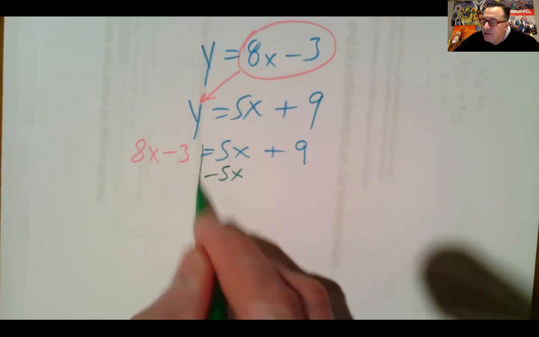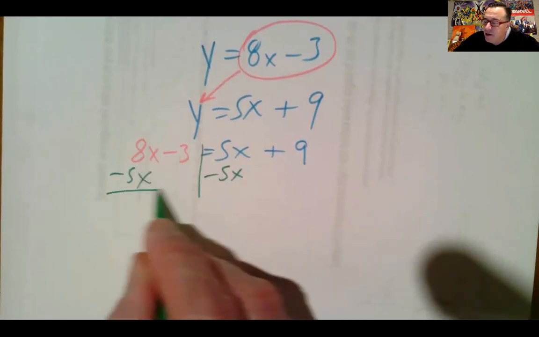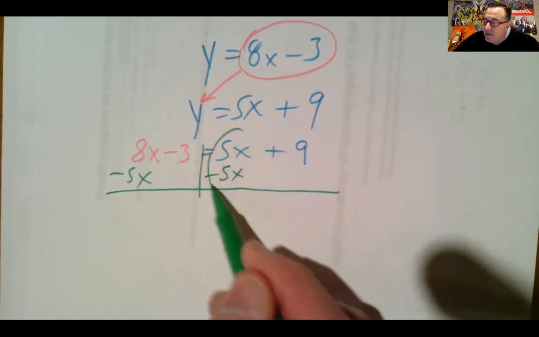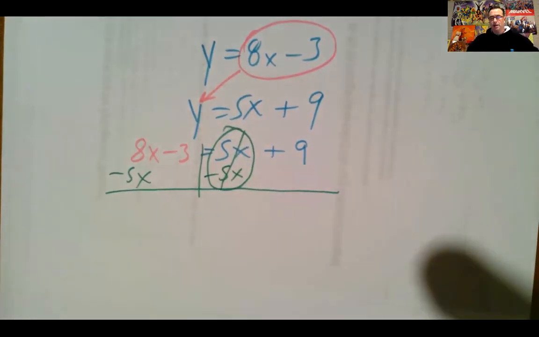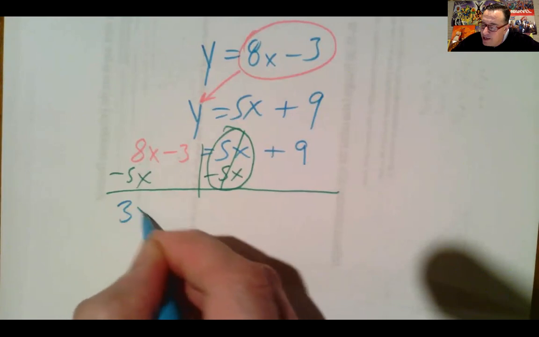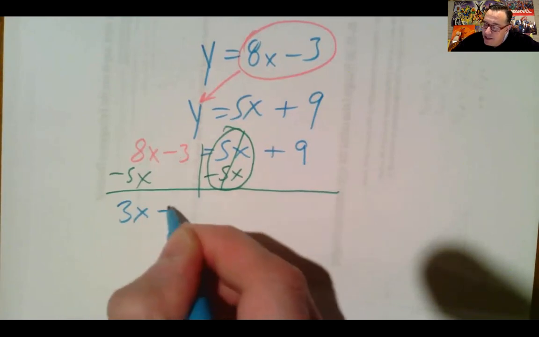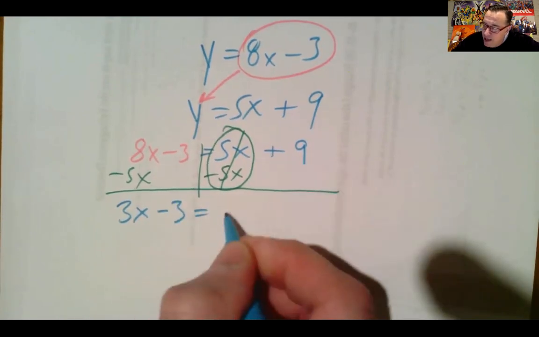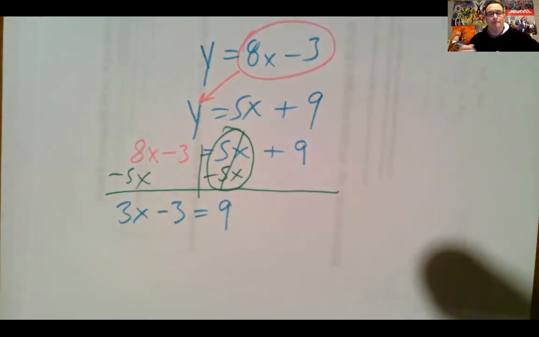Minus 5x, minus 5x. This side becomes a 0 pair. On this left side, I'm combining like terms. 8x minus 5x is 3x. That minus 3 didn't get touched, so it's here. We're going to put that 9 right down here because the x's are gone.